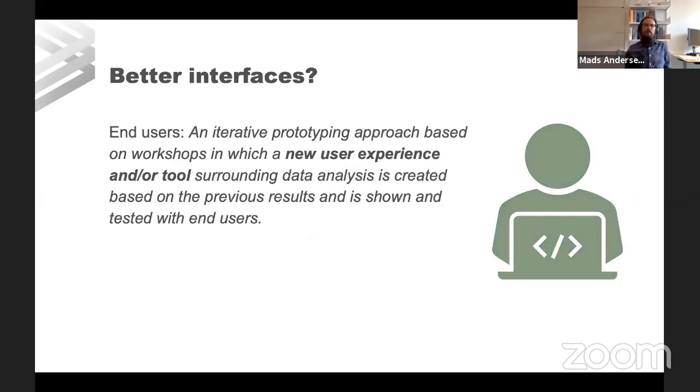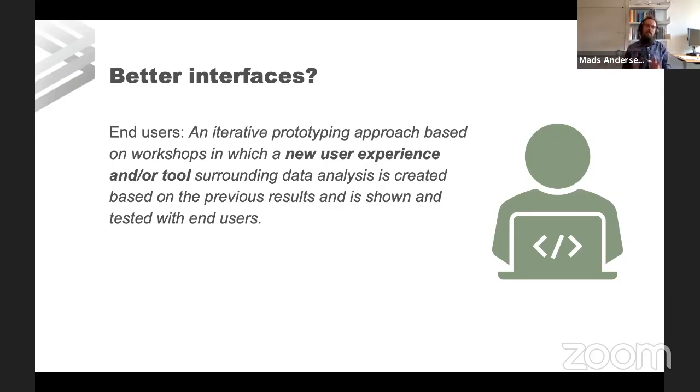In a similar manner with the end users, we wanted to do an iterative prototyping approach based on workshops in which a new user experience and/or tool surrounding data analysis is created based on previous results and is shown and tested with end users. So again, we wanted to create something which would work with these people.